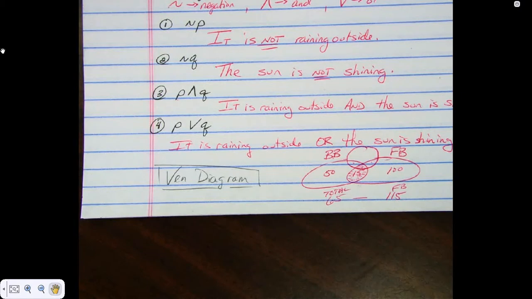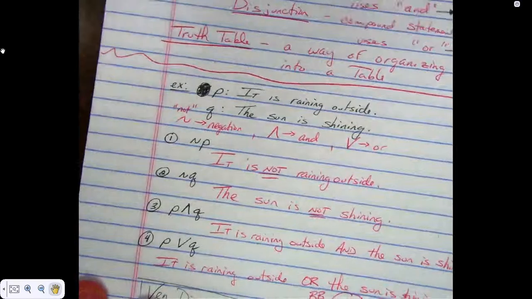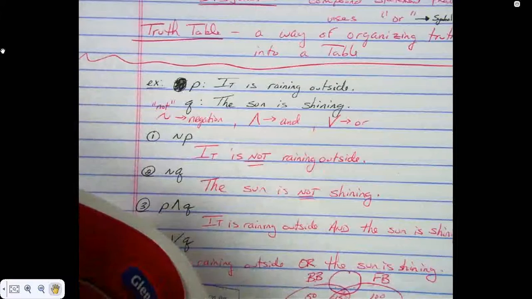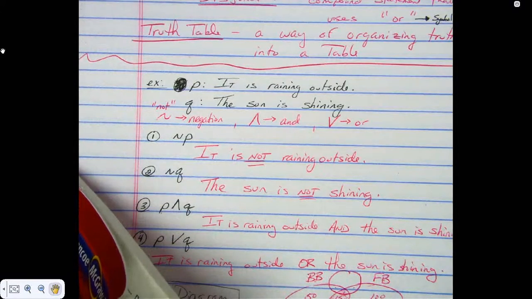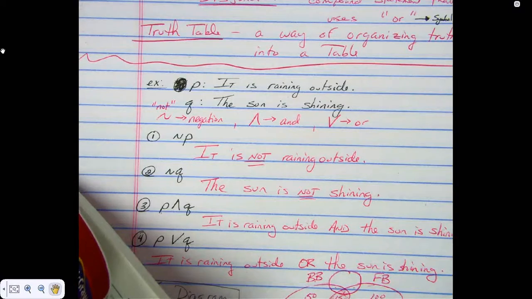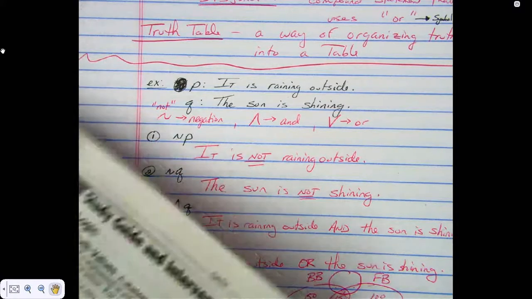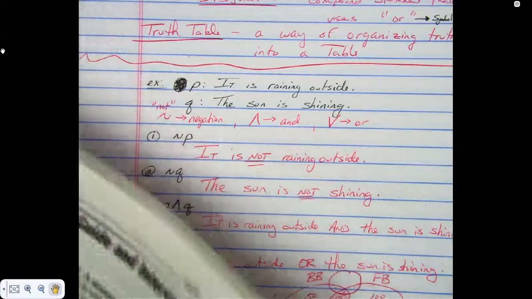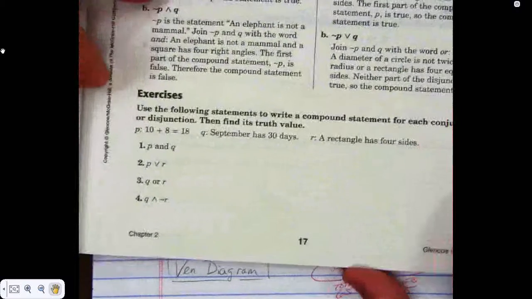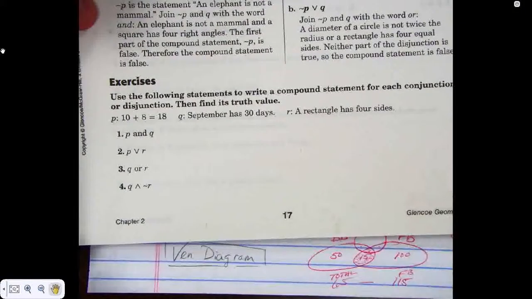Get out your little red books for a second. Let's do a couple examples. Like I said, the best advice I can give you guys is keep it simple. Don't make it harder than what it is. They want you to do something here and then write the truth value.